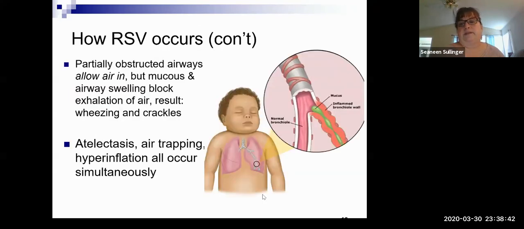So here is a diagram of that. You get obstructed airways that allow the air in, but because there's a lot of mucus and swelling, it's very difficult to exhale. So you get wheezing and crackles. You also can get some collapsing of the lung and air trapping, so the whole respiratory process is just not working the way that it's supposed to. You can see in this picture the mucus and the inflamed bronchial wall.